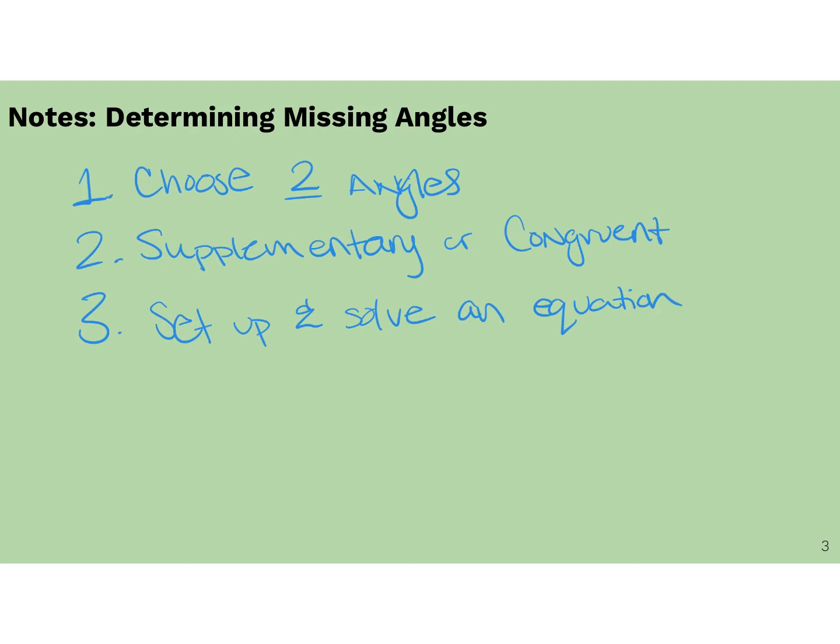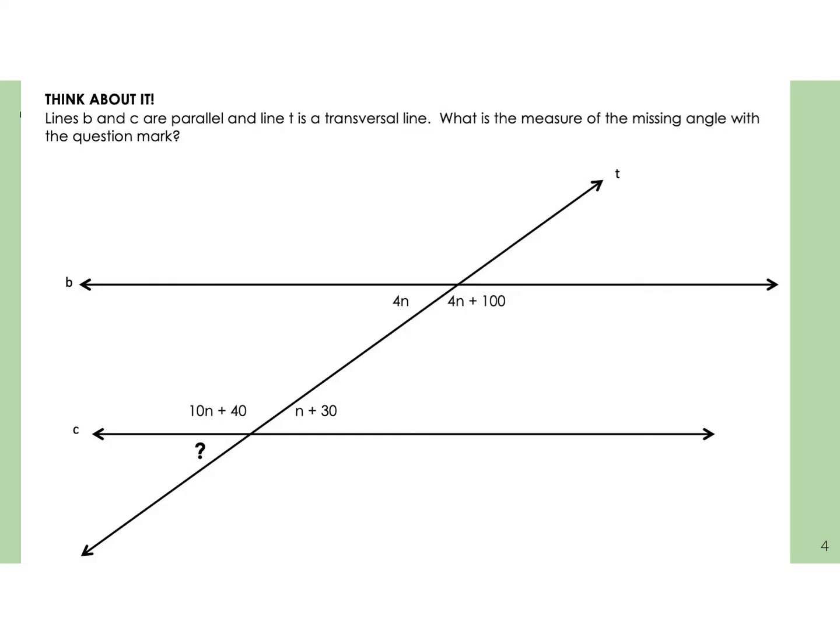Make sure you're reading and annotating because they're asking you different kinds of questions. It's not always find the missing angle. So let's go through this, think about it together. So they're telling you these lines are parallel. You've got a transversal, and they want to know what is the measure of the missing angle right here, okay? But look, they've given us 1, 2, 3, 4 different angles to work with. So you can choose two angles that are congruent, or you can choose two angles that are supplementary.